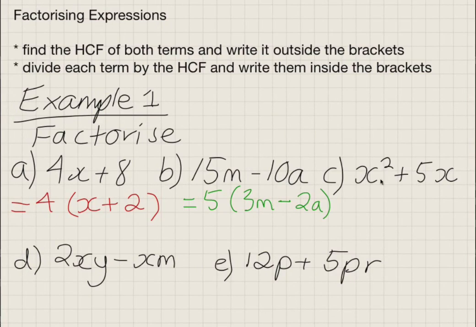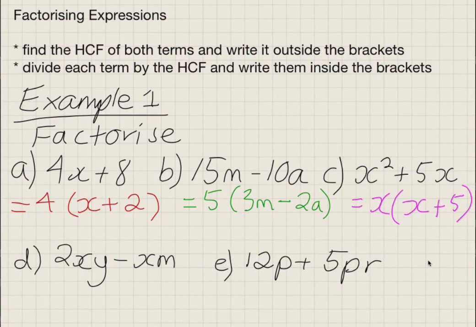Part C, the highest number, well, there isn't a number at the moment, but there is a letter because x goes into both here. So taking x out the front, then think, if I were to expand the brackets, x times what gives x squared? It must be x. Then x times 5 would give 5x if expanding the brackets there.